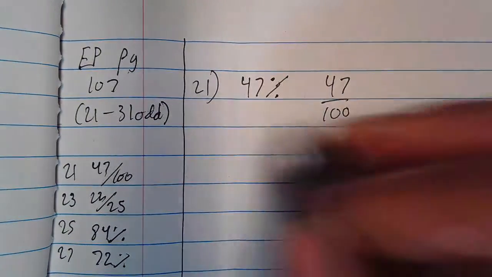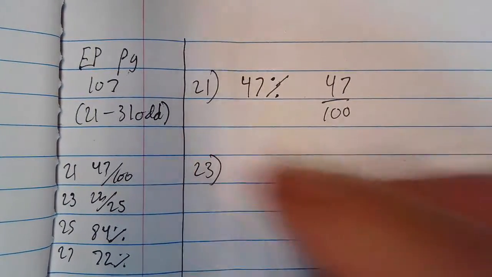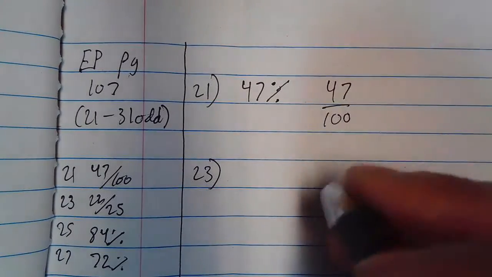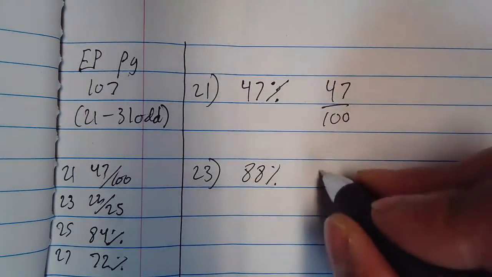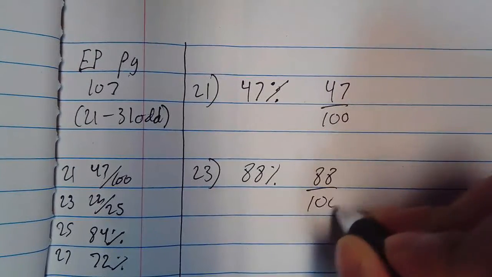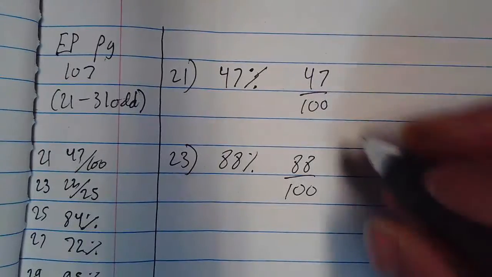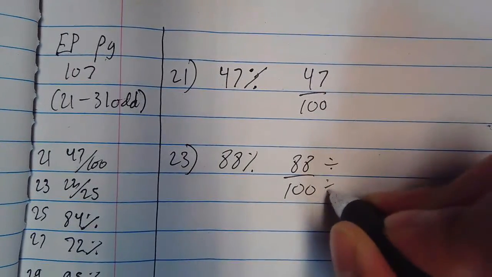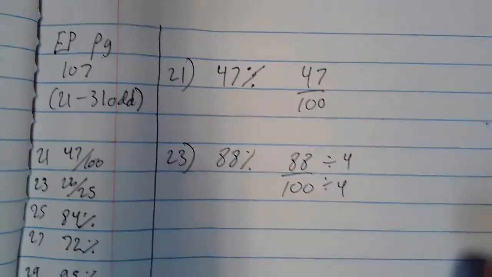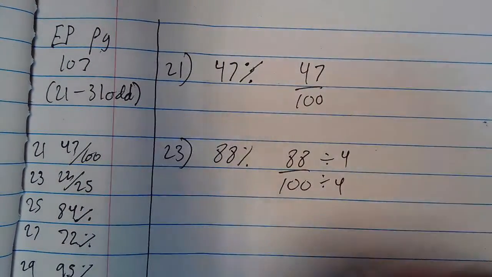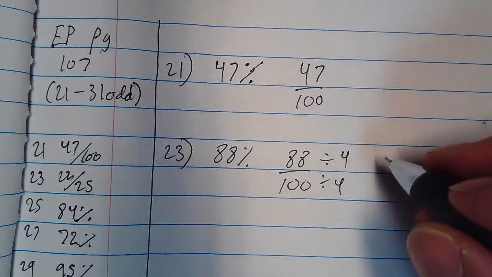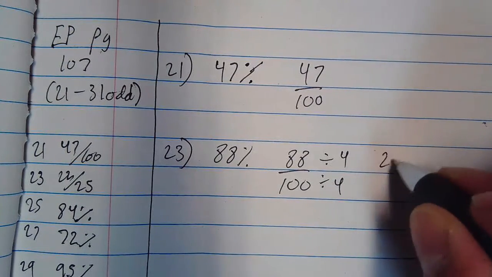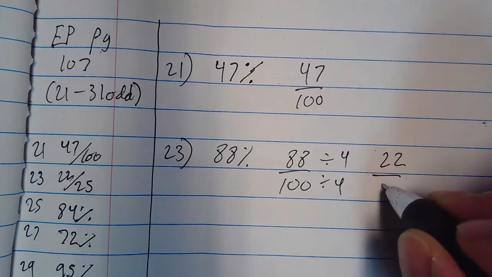All right, 23. We have 88%. 88% is 88 per 100. You can divide by 4. If you didn't know that, it's okay. You can do 2. It'll just make the math go a little longer. And actually, there's a bigger factor than 4 that I just thought of right now. But that's okay. You'll see what I'm talking about.